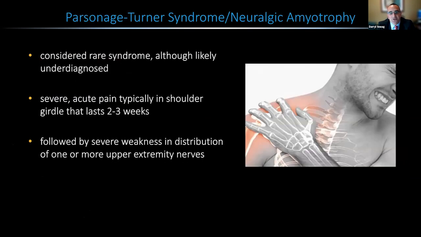So I mentioned Parsonage-Turner syndrome a few times, and it's because it's one of my main research interests. Parsonage-Turner syndrome is considered a rare syndrome, although likely underdiagnosed, and it's characterized by severe acute pain, typically in the shoulder girdle, that lasts several weeks, followed by severe weakness in the distribution of one or more upper extremity peripheral nerves.